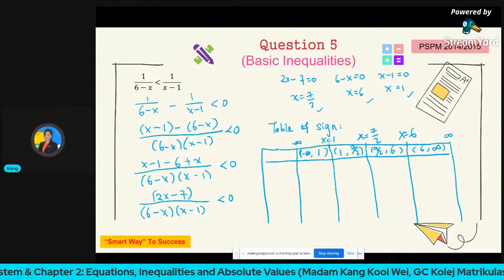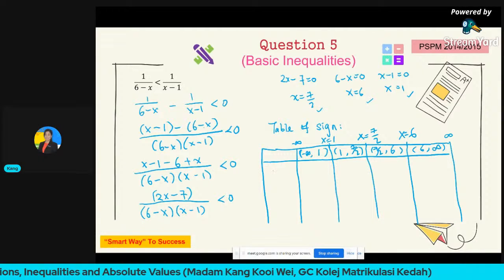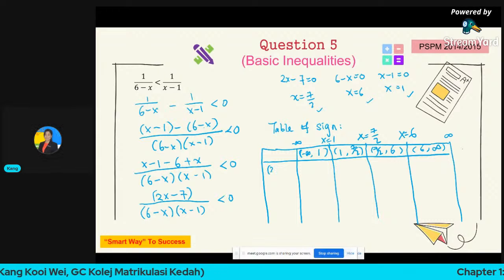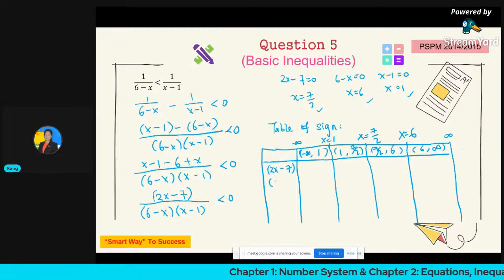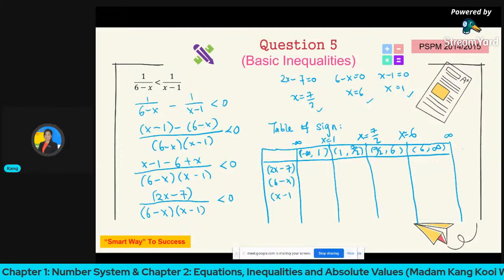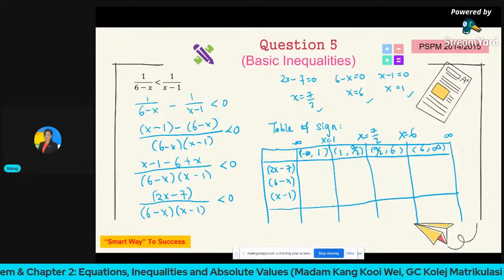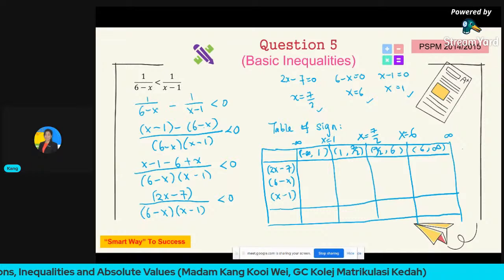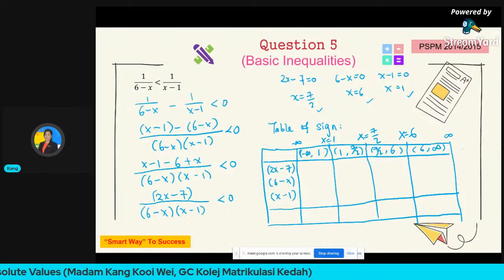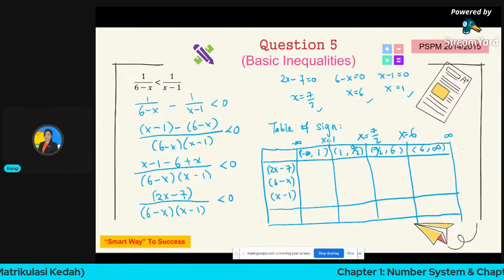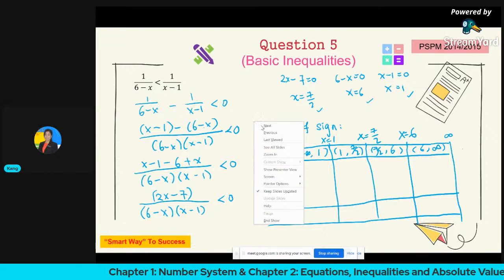Okay. After that, for the first column, sorry, this one is the first row. Then for the first column here, we write down the factor 2x minus 7. Next is 6 minus x, all the factor that we have in the inequality. Then x minus 1. Okay, like this. Okay, then now we need to put the plus minus sign. So for the plus minus sign, you can choose any value in between here. Choose any value in between here.